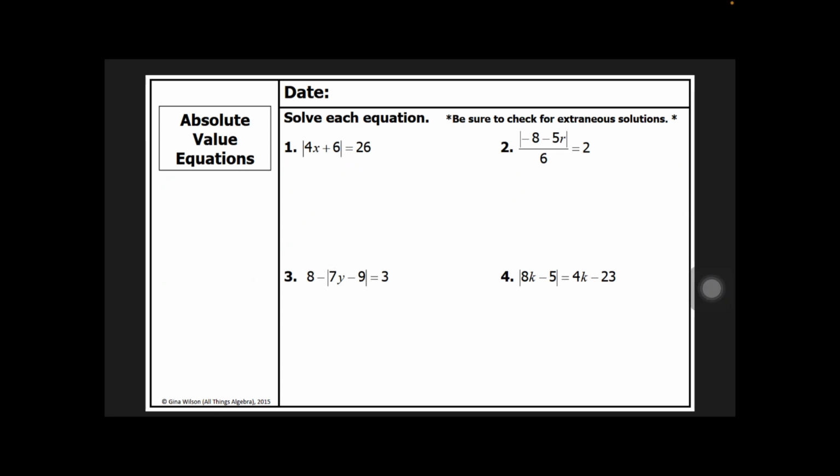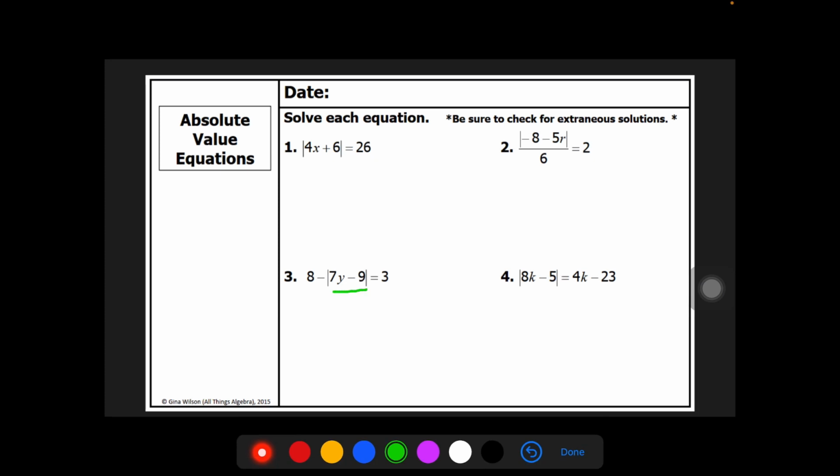In this next example, we've got to first isolate the absolute value here. We want to have only that on the left of the equal sign. And so let's move this 8 over to the other side by subtraction, and we get the negative absolute value of 7y minus 9 equals 3 minus 8, or negative 5. Now we want to get rid of this negative sign by multiplying or dividing by negative 1. And so we're going to get the absolute value of 7y minus 9 equals 5. So that's going to be our actual absolute value equation here.